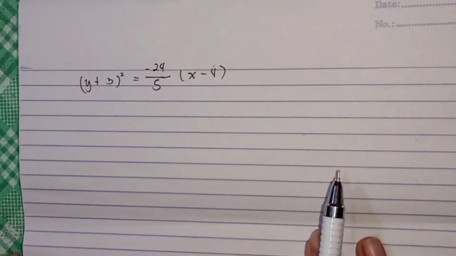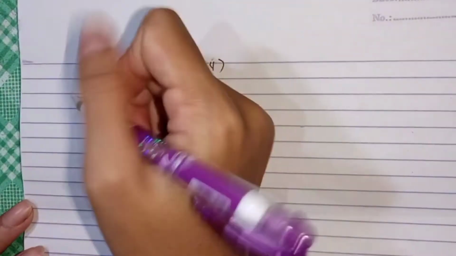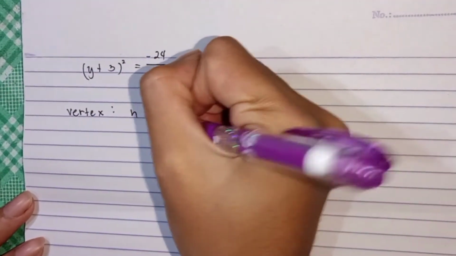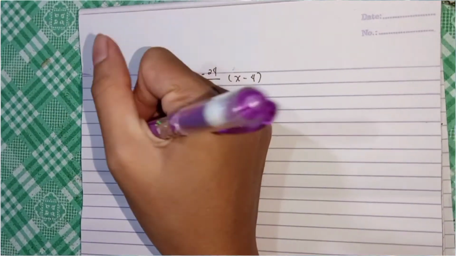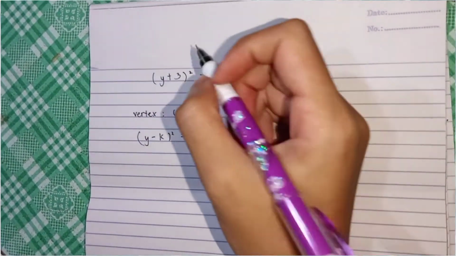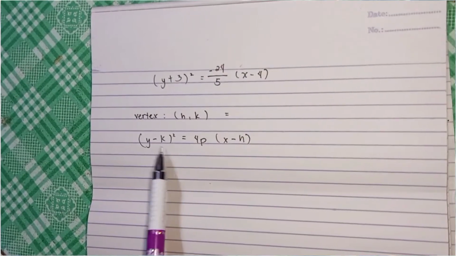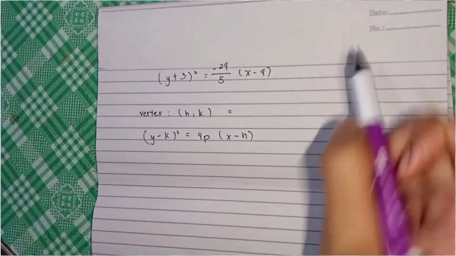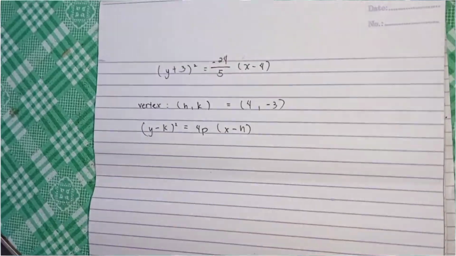Now we will graph this and find its horizontal axis. But first, let us find the vertex. Vertex is in the form of h and k, with the equation (y minus k) squared equals 4p times (x minus h). So our k here is negative 3 and our h is 4. Since the vertex is (h, k), our vertex is positive 4 and negative 3.